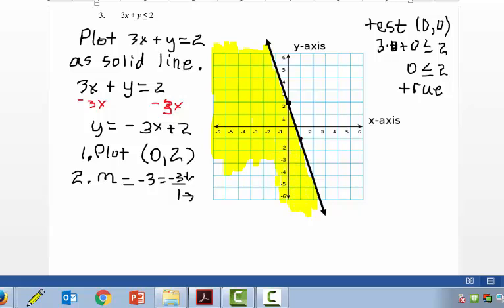All right, so I'm shading the region, since the test point represents all the points in this region. So if the test point makes the inequality true, then all the points in this region will make the inequality true. Notice the line divides the plane up into 2 regions. Everything in this portion of the graph makes the inequality false. Everything in the region I've shaded makes the inequality true.